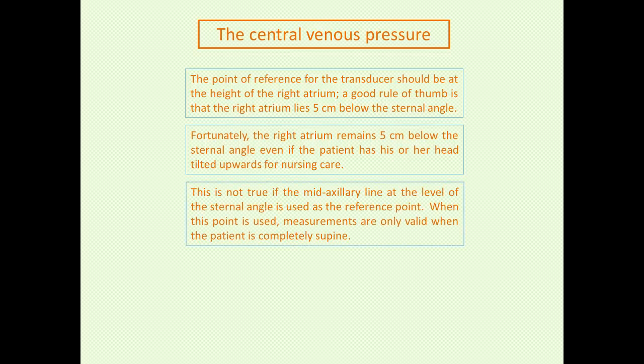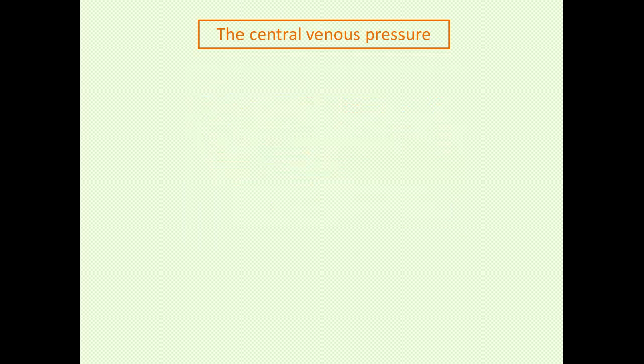This is not true if the mid-axillary line at the point of the sternal angle is used as the reference point. When that is used, which I see often in the ICU as a zeroing point, when the patient's head is up, that is completely incorrect. That reference point is only valid when the patient is supine. And when the mid-axillary line is used as the reference point, the measured CVP actually tends to be on the order of 3 millimeters of mercury higher than the reference point 5 centimeters below the angle of Louis.